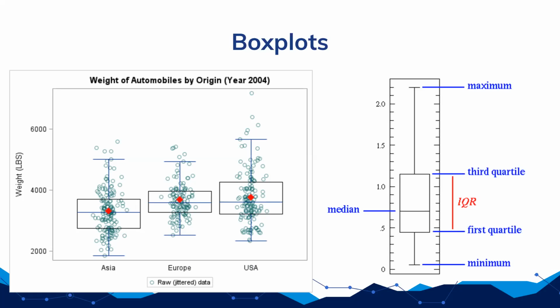That means the car weight that is bigger than 50% of the population. Okay, and then you have the whiskers that show the minimum value and the maximum value. And then you think, hey, but in this chart on the left, there are weights that are above the maximum.